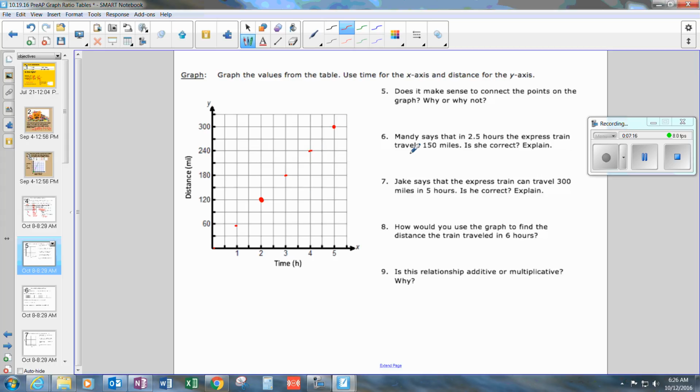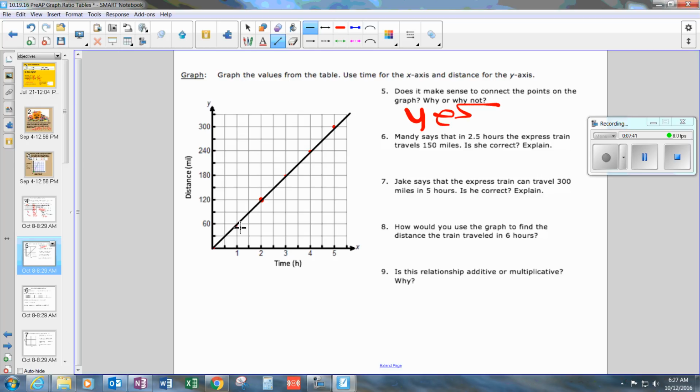Does it make sense to connect it? Yes. Why would we connect it? Well, the reason why you would connect it is that this is a train. Does a train stop every minute? No. It doesn't go from 0 hours all the way straight into 1 hour. It didn't go from 0 miles to 60 miles just like that. It has to constantly move to reach that point.